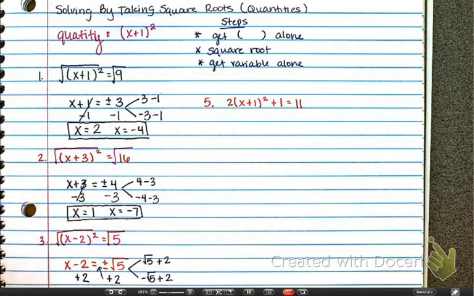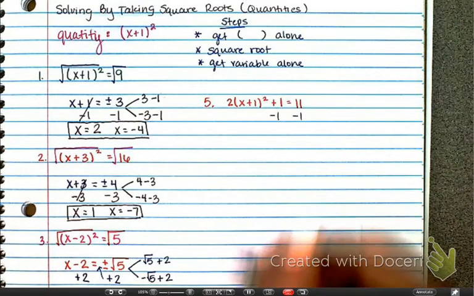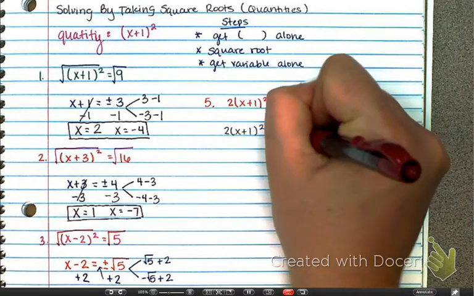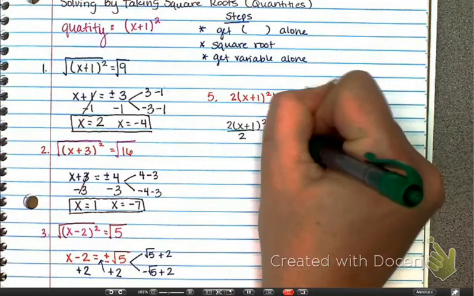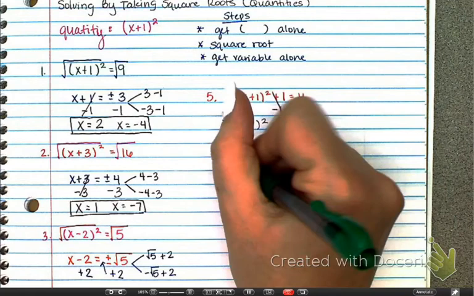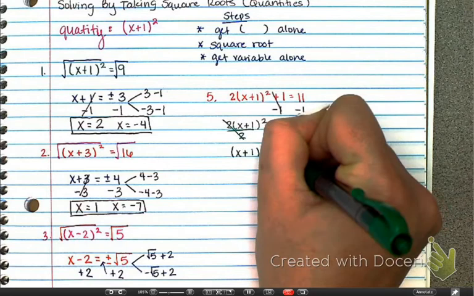So what would I do first according to algebra rules? Just subtract the 1. So you do your adding and subtracting first. So 2 times x plus 1 squared equals 10. Then what would I do? Ooh, you cannot distribute the 2 because it's squared, but we can divide it out. Okay, so you can divide out because you're currently multiplying, so opposite of multiplication would be division. So I'm left with x plus 1 squared equals 5.